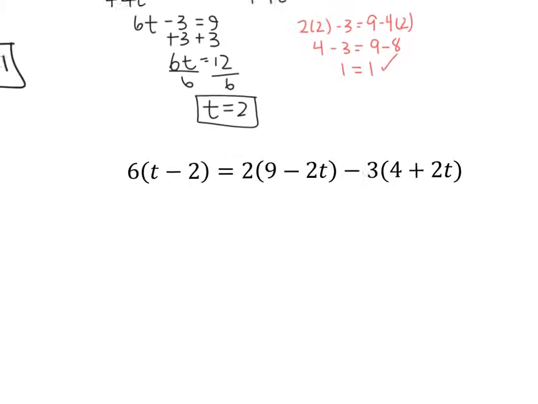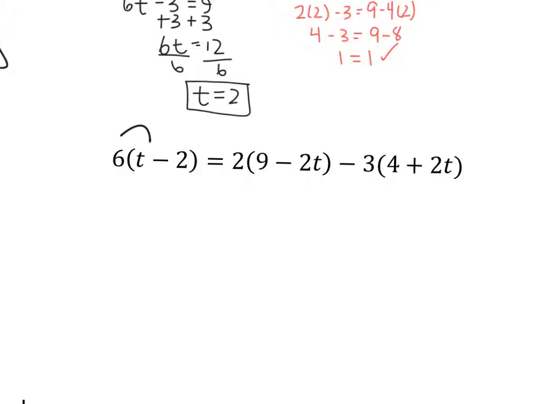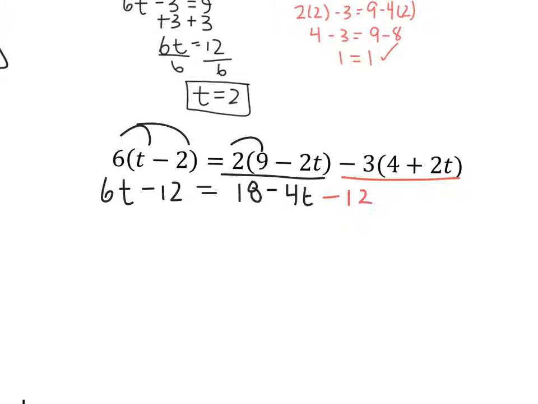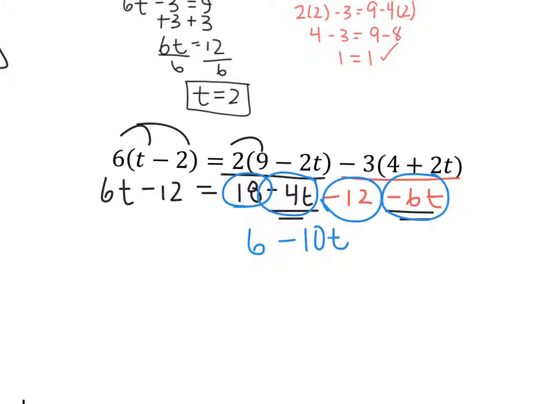And then the last one, there's more distributive property going on. So I'm going to distribute the 6. So 6t minus 12 equals 18 minus 4t. And then I'm going to distribute the negative 3 times 4 minus 2t. So I'm going to simplify the right-hand side. So the right-hand side, I have a negative 4t and a negative 6t. So it's going to be 18 minus 12, which is 6. Negative 4t and negative 6t is negative 10t. And I still have this equals 6t minus 12.